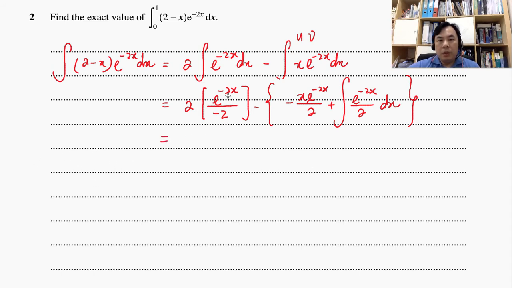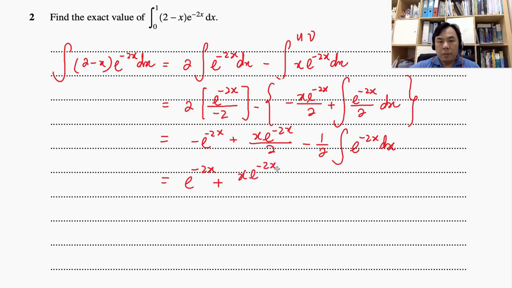So from here, we can simplify now. From here, you get negative e negative 2x. This will be a plus half e negative 2x over 2 minus of half e negative 2x dx. Okay, we are almost there. And then, of course, we can finish off this integration here. So we can finish off these integrations.